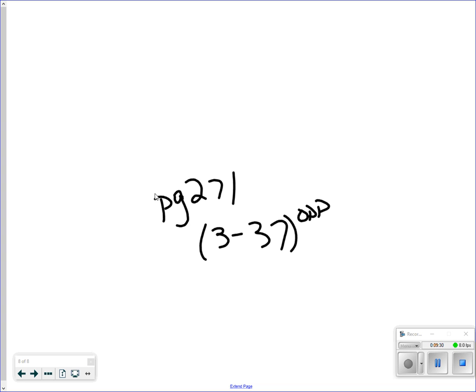So homework assignment for this section, make sure you check with your teacher about what your homework assignment will be. I believe the assignment is on page 271, 3 to 37 odd, and number 40. If you have any questions, make sure you talk to your teacher, and good luck.